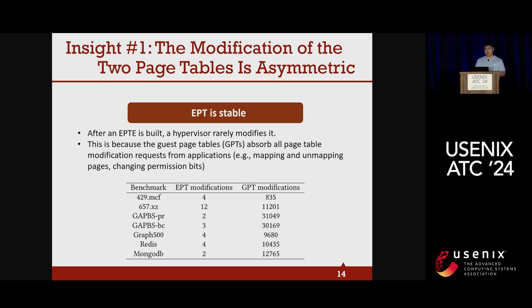Fortunately, the two-level address space abstraction in virtualization brings us some insights. First, the modifications to the first level, that is the guest process page table, and the second level, that is the nested page table, are highly asymmetric, which means although the guest page table is frequently accessed, the nested page table of the VM is rarely accessed and modified once the nested table is established.